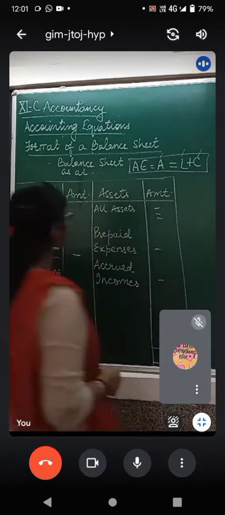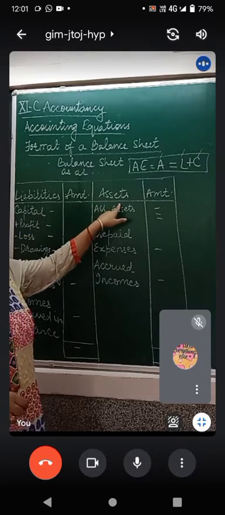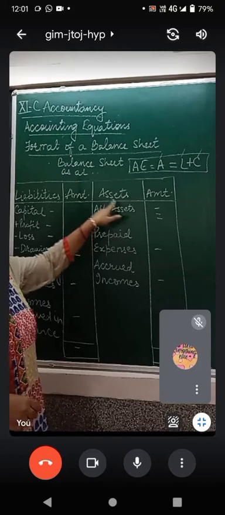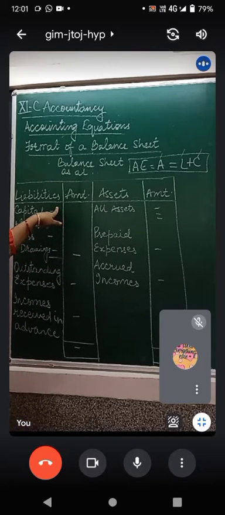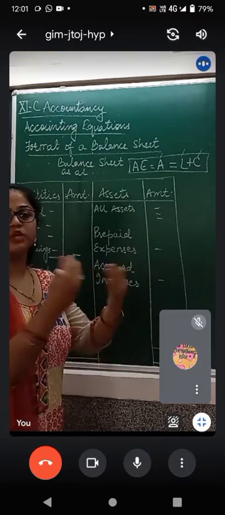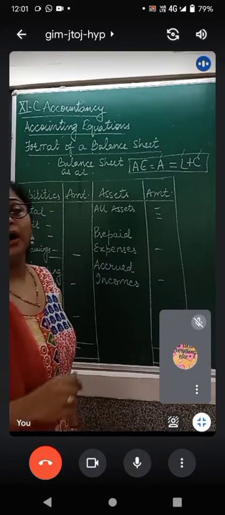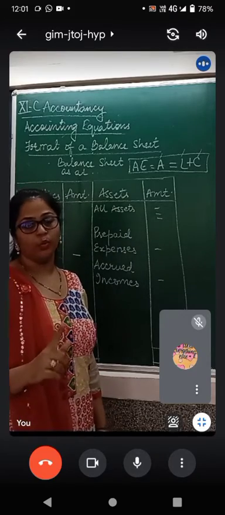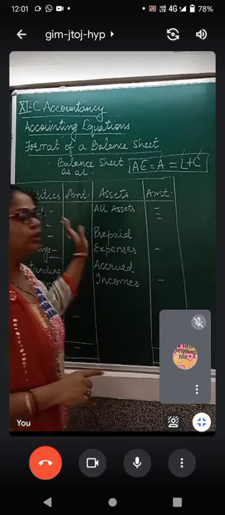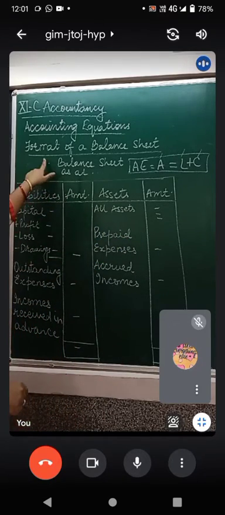The left side is called the liabilities side, and the right side is called the assets side. Liability means my responsibility which I have to pay, and asset, the things which I own for running of the business. Those who have studied the basic accounting terms, they know what is a liability and what is an asset. So if you have written this much, then now make a format. Format of a balance sheet.